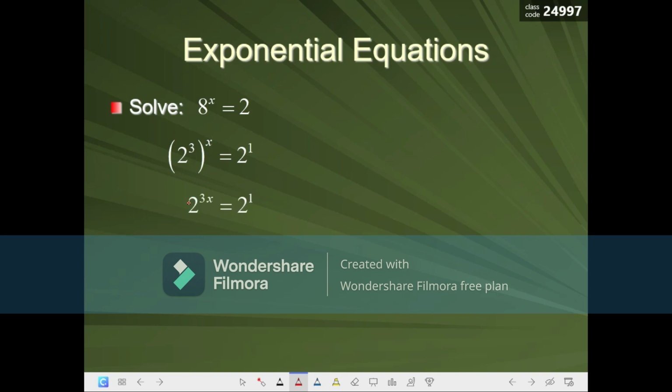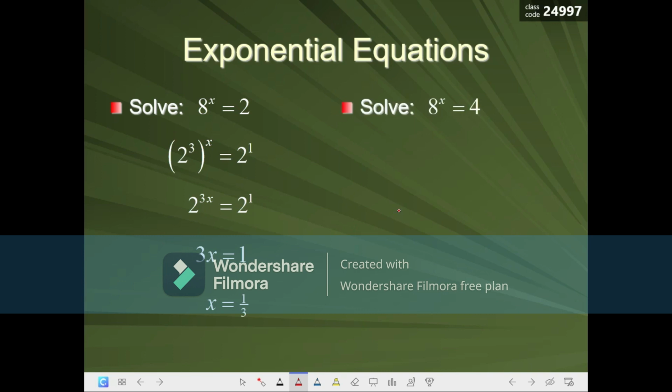As the exponent, we have here 2 to the power of 3x, then it's equal to 2 to the power of 1. Since we have the same base now, we're going to equate the exponents. We have 3x is equal to 1. Then x is equal to 1/3. That is dividing both sides of the equation by 3.